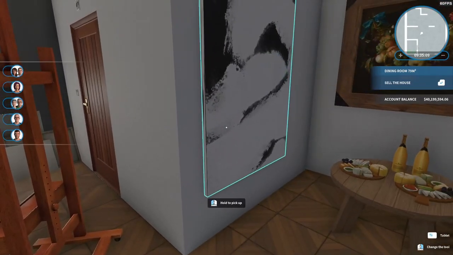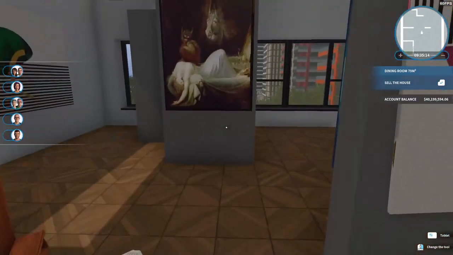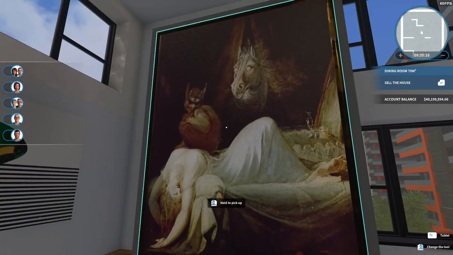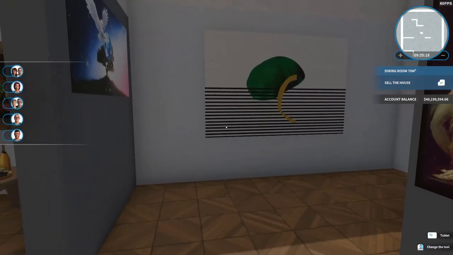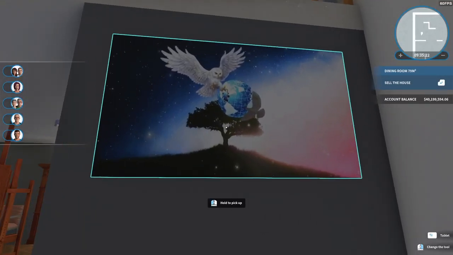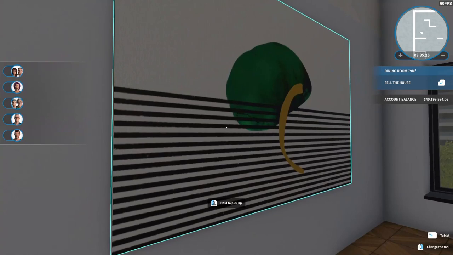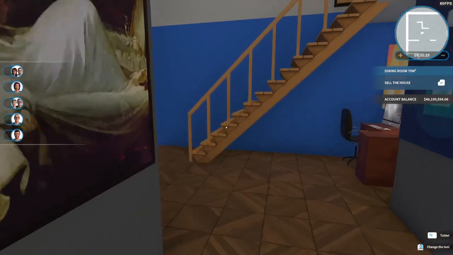I did not include any of my own things. These are just paintings that came with the game, including that one about a nightmare. There's this one, which I rather like. There's this one.